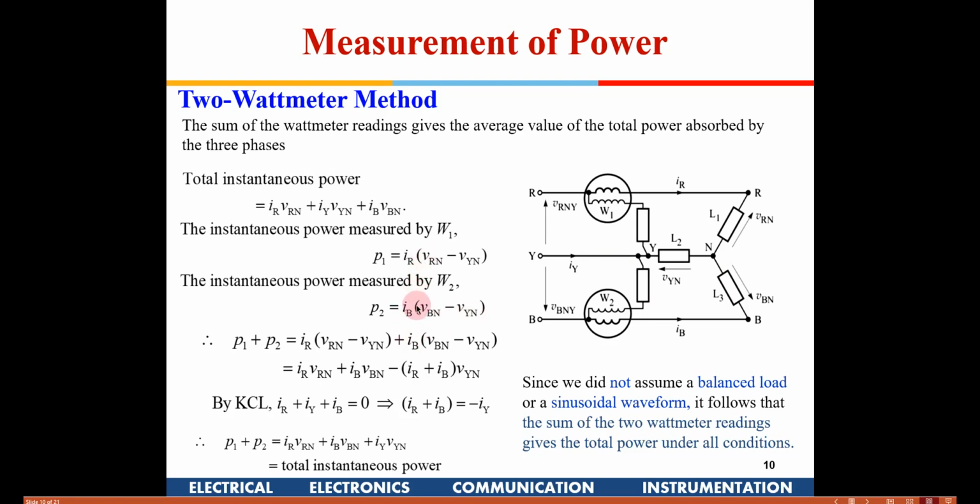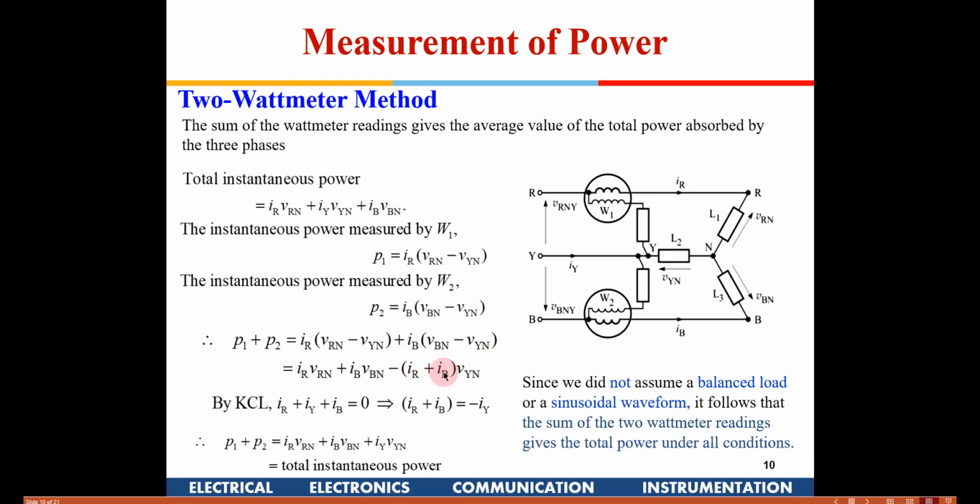So now if I write P1 plus P2, I can add these two equations out here, right? There is a minus here, there is a minus here, and it is VYN. So I take that common, so IR plus IB.